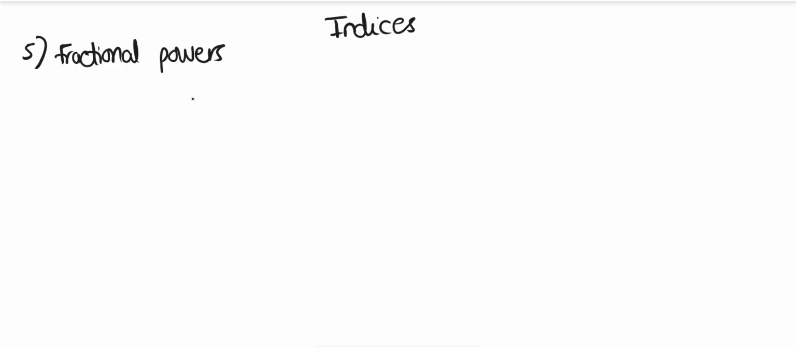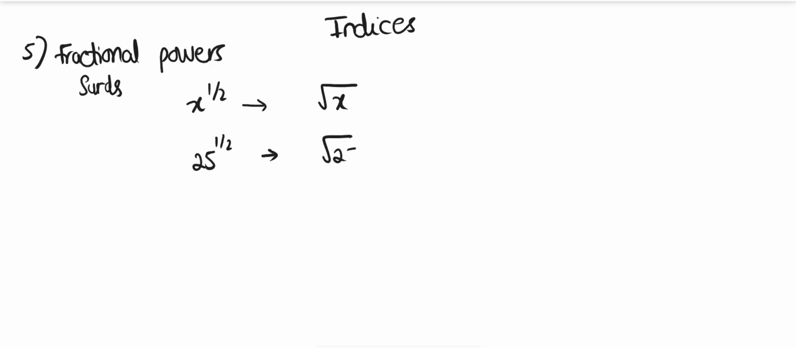For example, we have x raised to the power of 1 upon 2. This is also called surds. Not this, what we'll study now. X raised to the power of 1 upon 2 can also be written as under root of x. Now, I want all of you to go to your calculators and write 25 raised to the power 1 upon 2. And tell me, is it the same as under root 25?